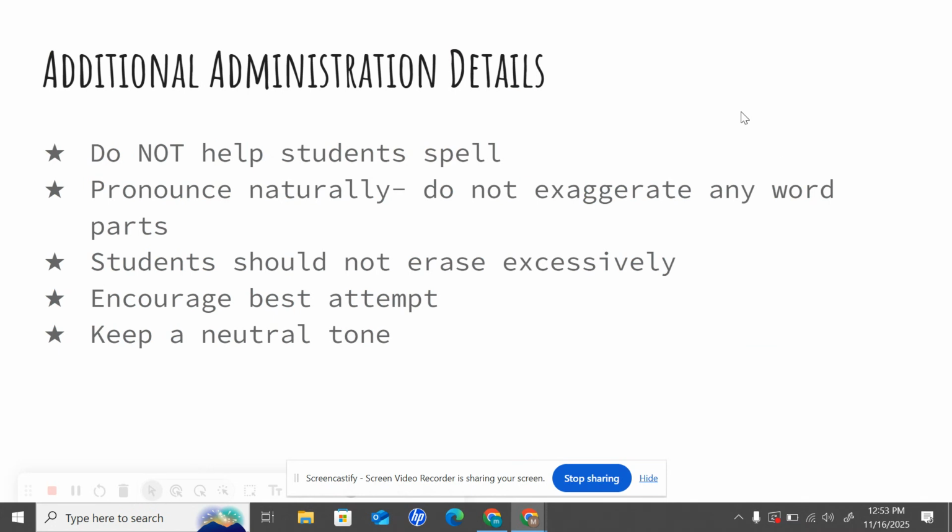A few other essential administration guidelines is that you should not coach the student or overpronounce the word. It is important to say the word naturally and let the student hear it naturally in the sentence that you're reading. I also encourage students to do their best without worrying about mistakes.